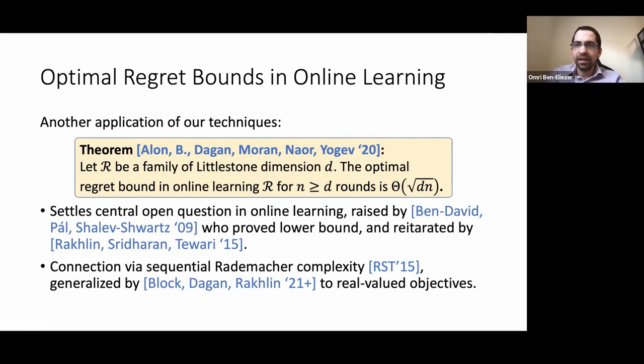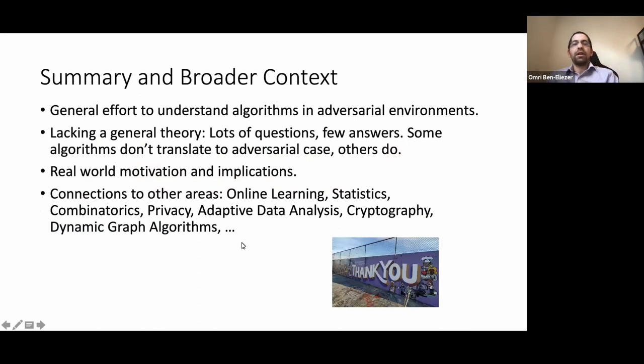In fact, both robust sampling and online learning are closely connected to a notion called sequential Rademacher complexity, which is in itself related to an online combinatorial discrepancy problem. This notion was defined by Sasha Rakhlin, who I think is here, and Sridharan and Tewari. And there's follow-up work by Sasha, Adam Block, and Yuval Dagan that extends the discussion on the sequential Rademacher complexity and shows that it applies not only to binary classification problems, but to more general real-valued learning problems. Okay, that's all I had to say.